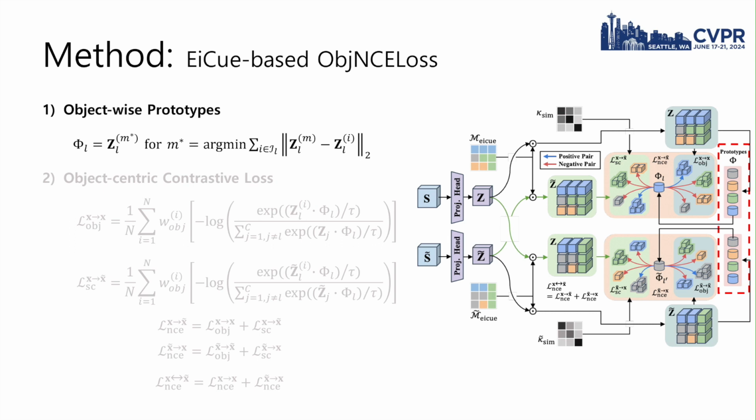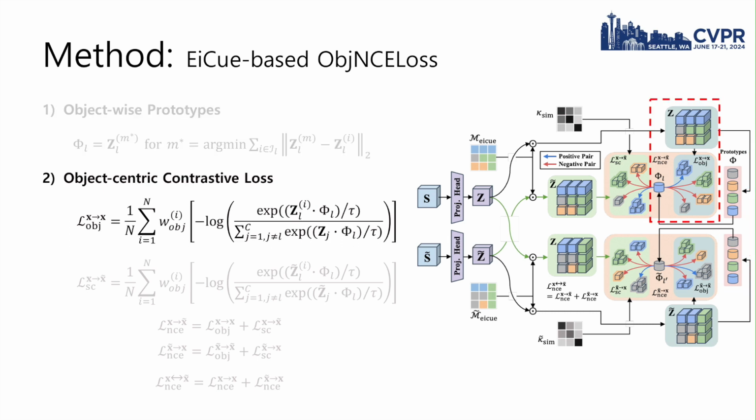After that, we identify the most representative feature for each object by computing the following equation, which we call the prototype. They serve as anchors in our loss function, pulling in object points that are similar while pushing away the unrelated ones. This approach helps in creating a clear distinction between different objects, enhancing the model's ability to recognize and segment them based on their unique semantic characteristics.